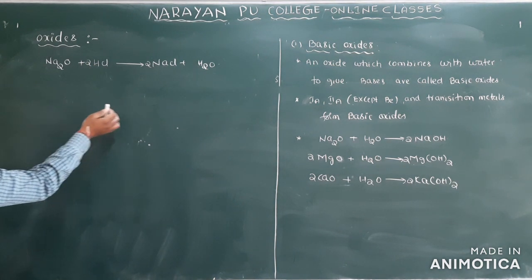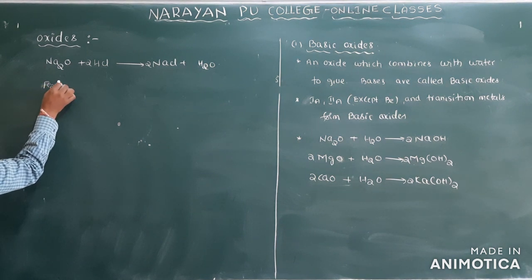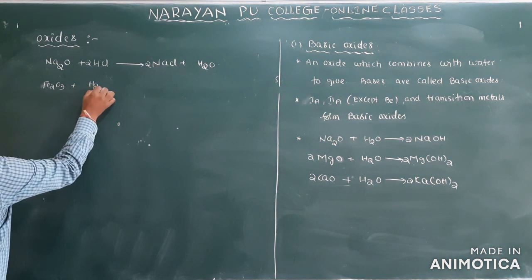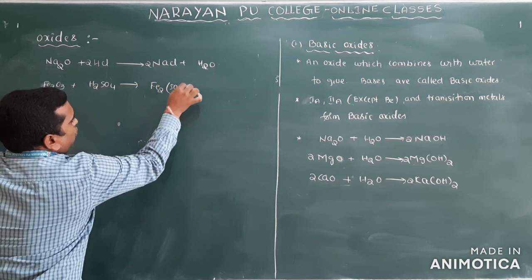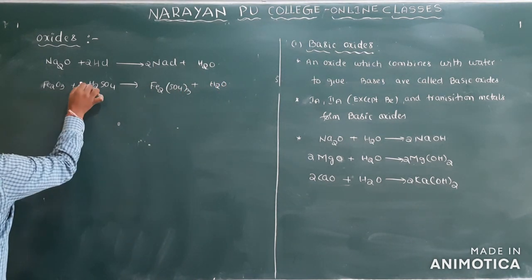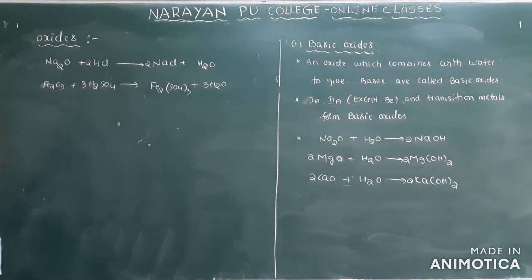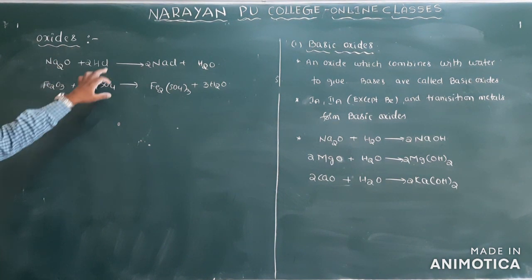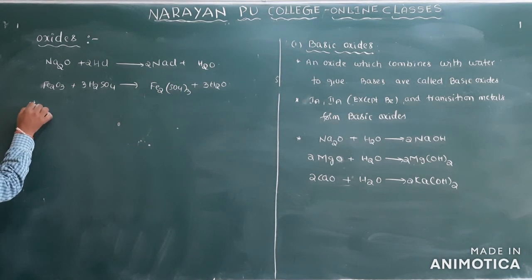In the same way, take Fe2O3, iron oxide, and treat it with H2SO4. What will you get here? Fe2(SO4)3 plus H2O, salt plus water. How many are there here? 3. So 3 means how many hydrogens are there here? 6. So that's why this is balanced. So these are metal oxides, basic in nature, when they react with acid they form salt plus water. And this is about basic oxides.